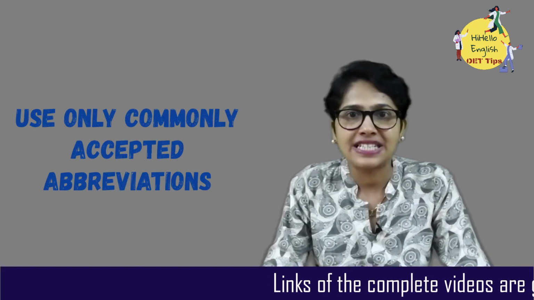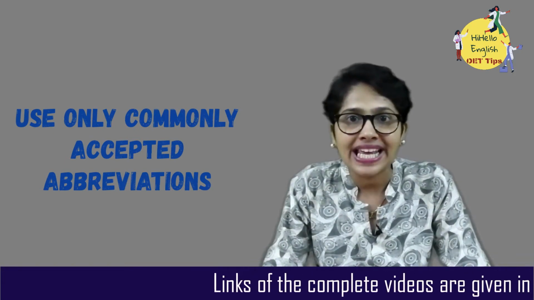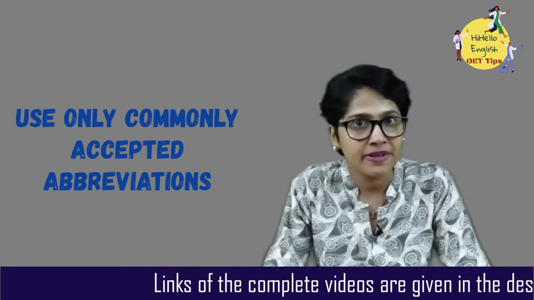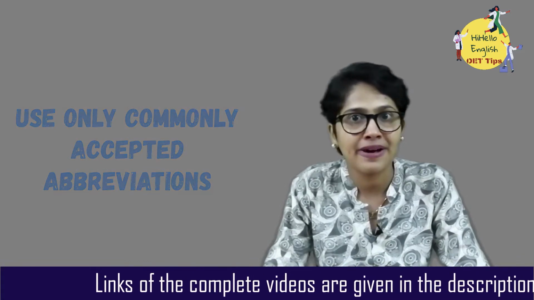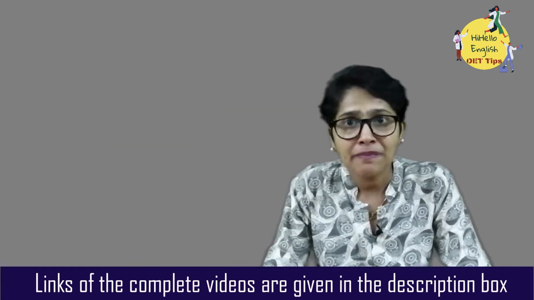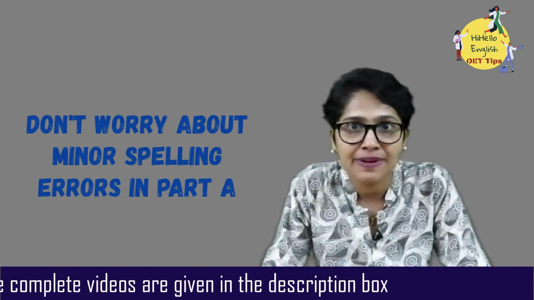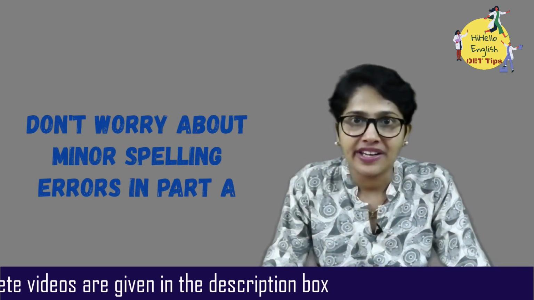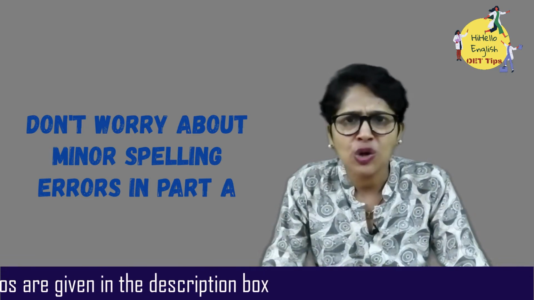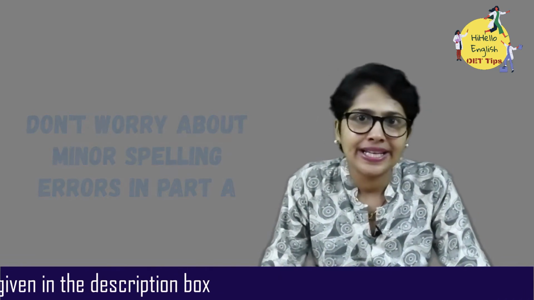In part A of listening test, you can use commonly accepted abbreviations like BP for blood pressure, BMI for body mass index, etc. You would not be penalized for minor spelling errors. That means if you don't know the exact spelling of a disease condition or a medication and you write a spelling which is close to the real one, then you will get the mark.